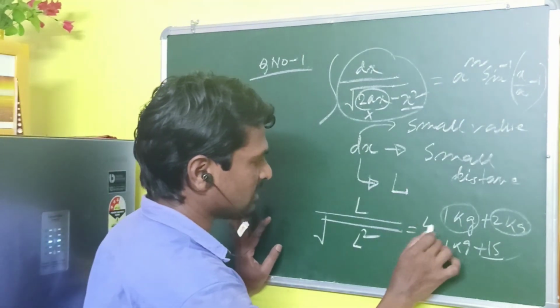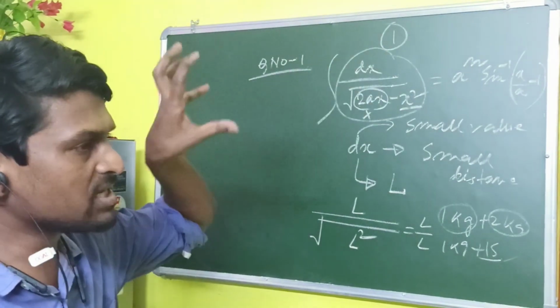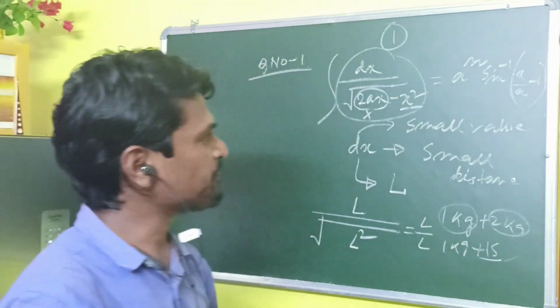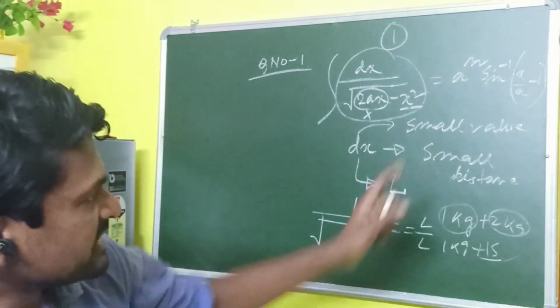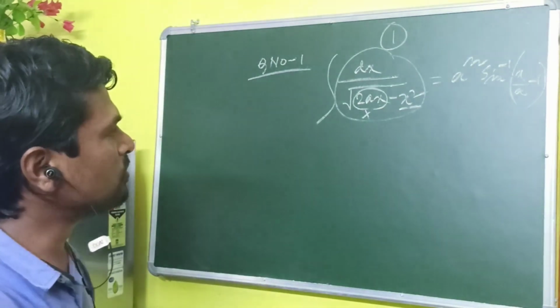So L by L, the dimension is 1. So this is a dimensionless term. Now think about the second part, that is the right hand side. So what about the right hand side?